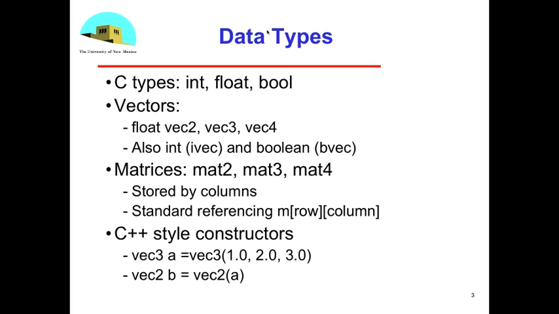You also have standard C++ style constructors that you can use for the types. So if we want to create a vec3, we can just say vec3 a is vec3 and give it the values. We can also create a new vector by copying an old one, as in vec2 b is vec2 of a. So those simple C++ style operations are there, as is overloading of those basic vector and matrix types.